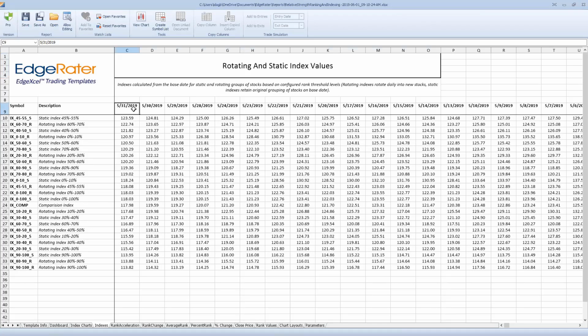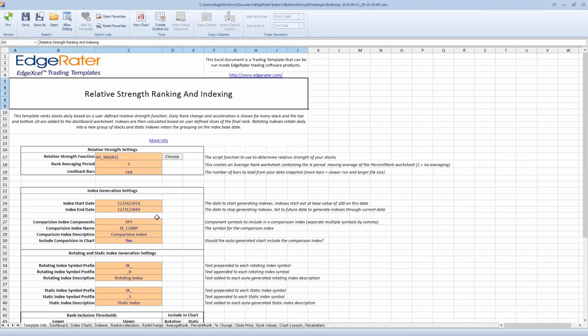So since the date we ran this, I'll probably just remind you that by default, the settings in here, we didn't make any changes. It's set to use the base date of 12/24/2018, which was the base low on Christmas Eve. And then if you set the end date to be past today, then it's just going to run through to today. So it's set by default to be at some point in the future, so it will just create the index through to the last available data.